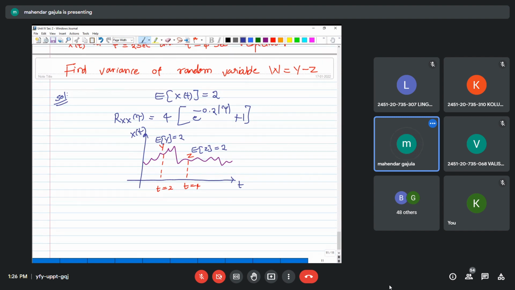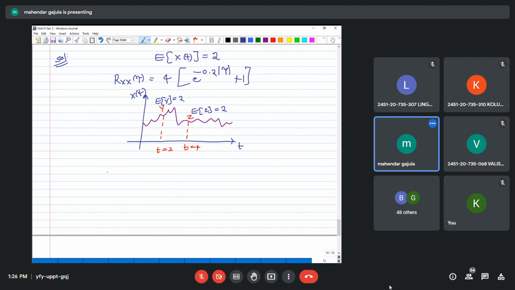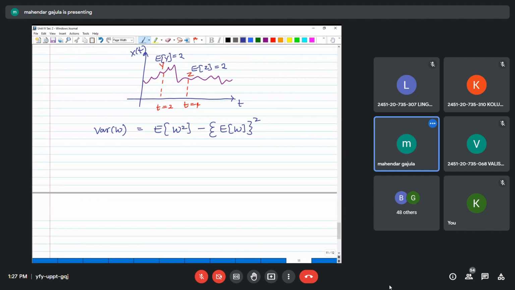Okay. Now, what is the variance formula? Can someone tell me what is the variance formula? Variance of W is equal to the mean square value, that is the expectation of W square, minus the square of the mean. Am I right? But what is W? It is Y minus Z. Are you with me?